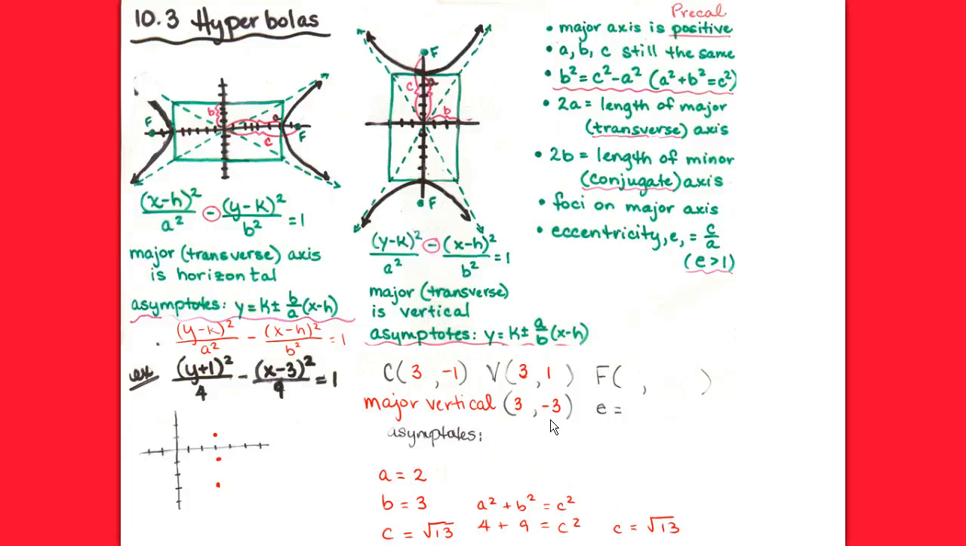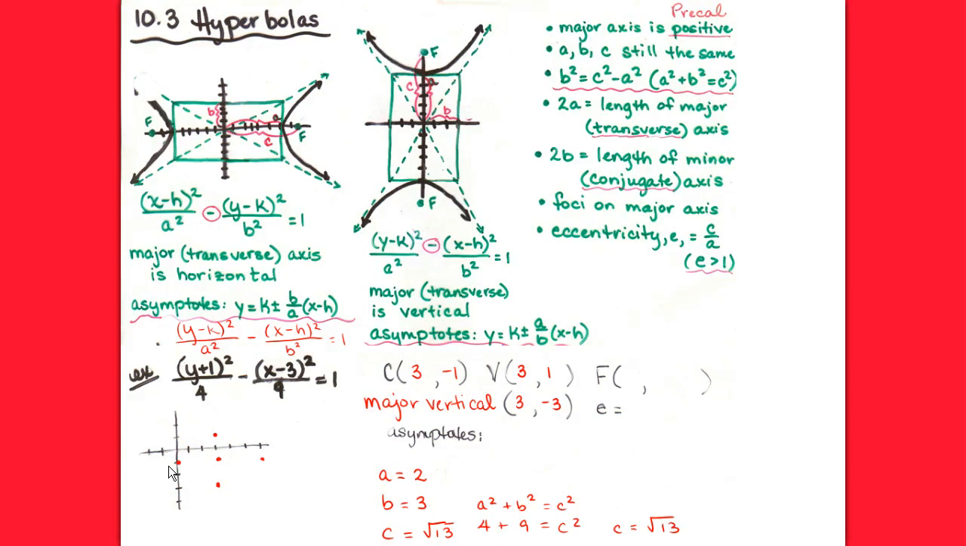All right, if we start at that same center and b is 3, so if we're going to go out to the endpoints of our minor axis, then we're going to go 3 to the right and 3 to the left. We don't have to name those, but we do need them to sketch our graph.